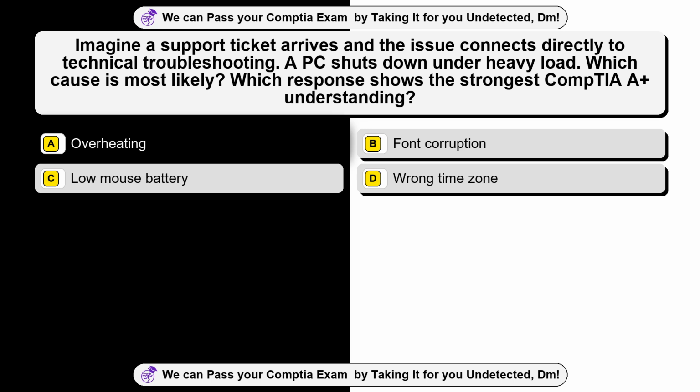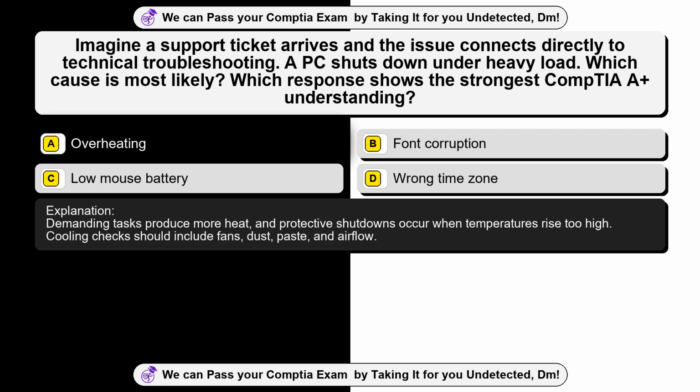Overheating. Demanding tasks produce more heat, and protective shutdowns occur when temperatures rise too high. Cooling checks should include fans, dust, paste, and airflow.